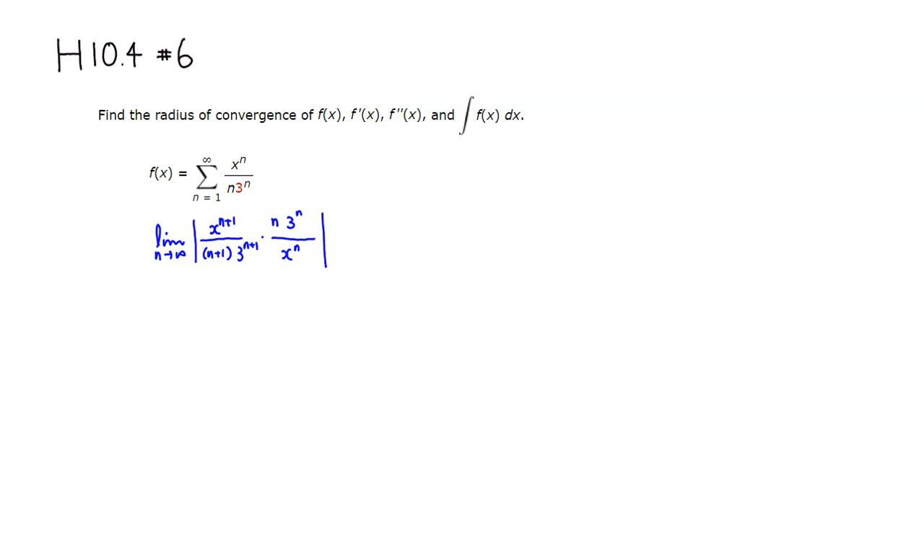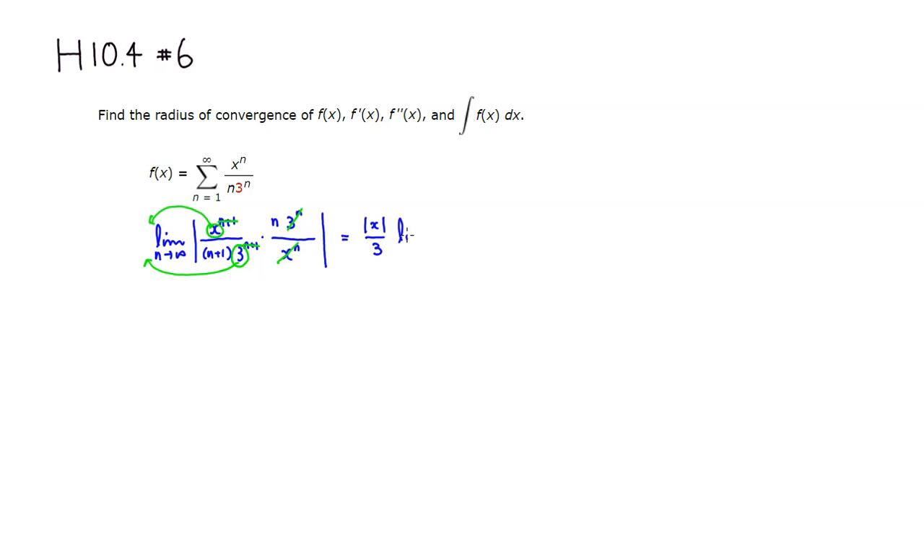All right, so you have, let's see, so 3 to the n and 3 to the n plus 1 cancel out, so there's going to be a 3 left over. All right, then we do the same thing, x to the n, you have x left over. Since those two guys have nothing to do with n, I'm going to pull them out. So this is going to be equal to absolute value of x over 3, right?